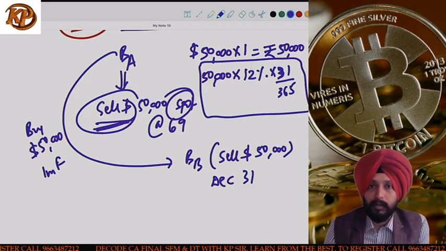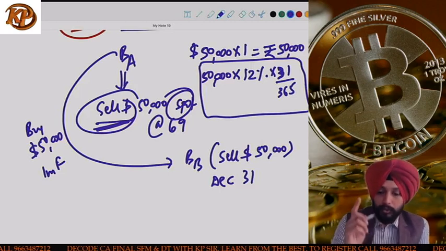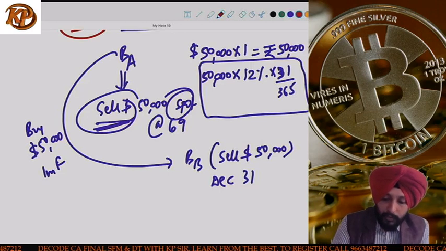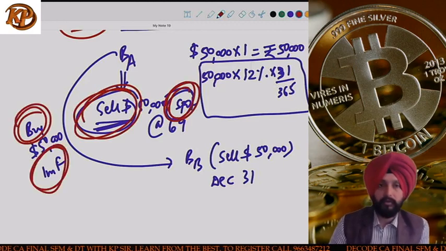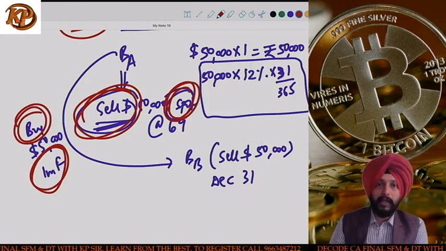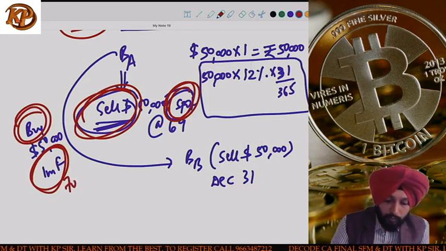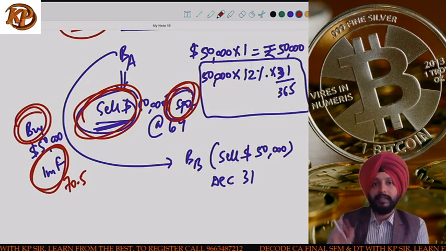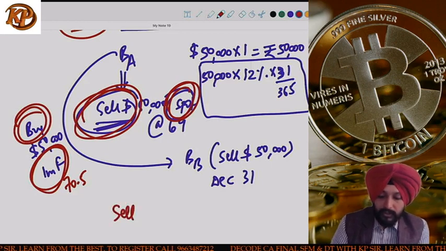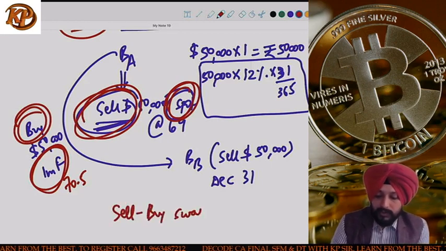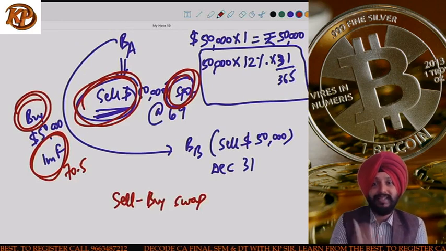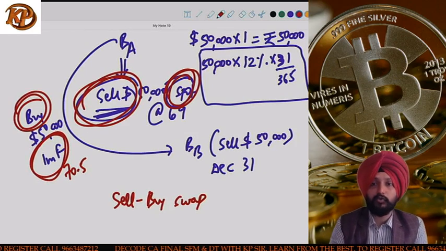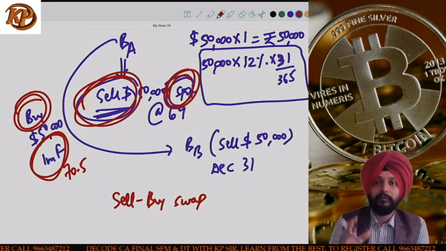Now this is where the story becomes a situation of a buy sell swap. They sell spot and buy forward. Suppose they buy forward at 70.5 and they sell spot. So this results in a sell buy swap. Sell spot, buy forward is a sell buy swap. You remember this. Buy spot, sell forward is a buy sell swap.